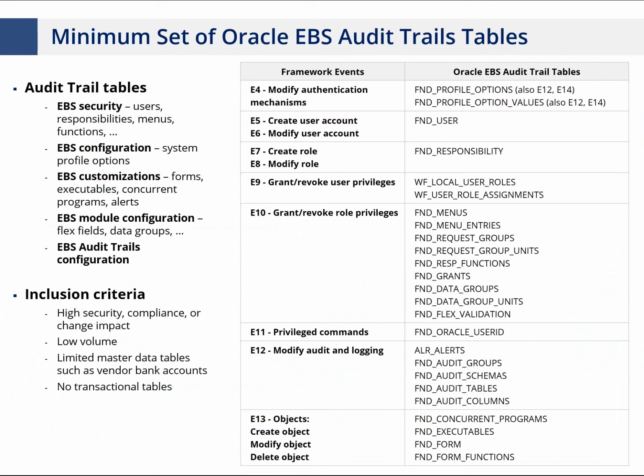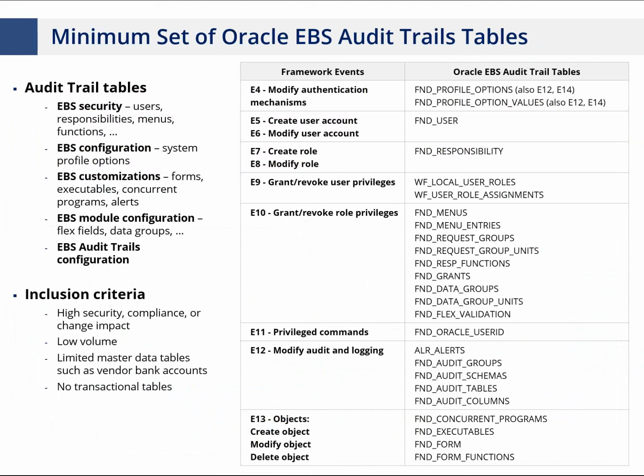So when you're looking through, we often categorize these in a couple of different ways. We're looking at the EBS security, the configuration. And the configuration can also get down to within each module. So with AP payables options, I may want to know what's changed in terms of options within the payables system, or general ledger posting options, things like that. Customizations, so what changes are they making to the system?